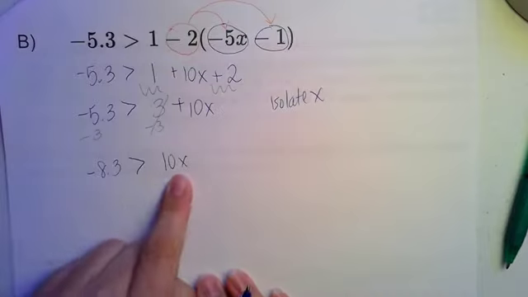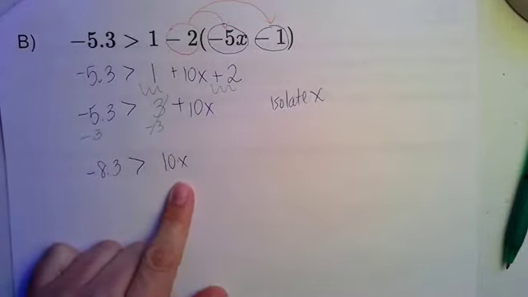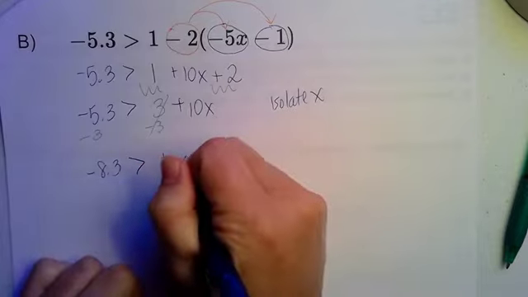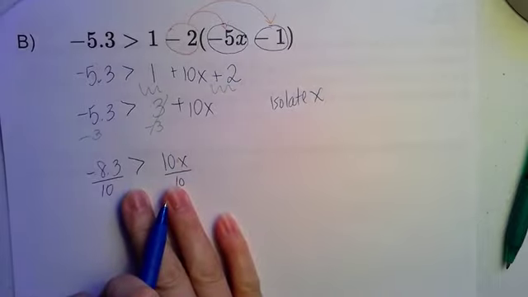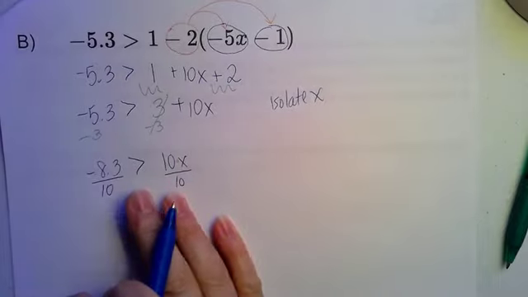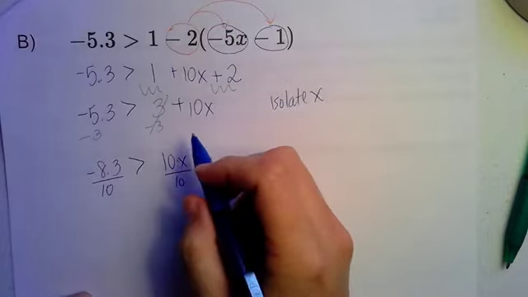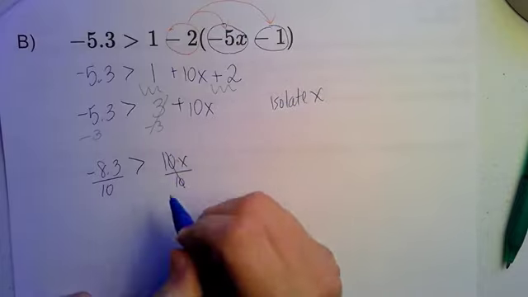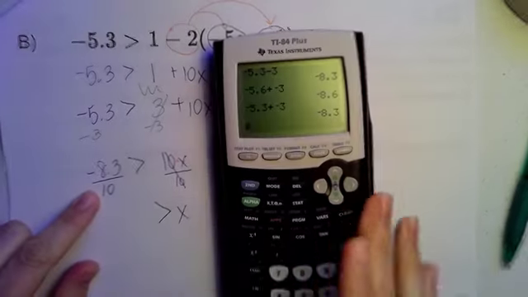We have a 10 times x. How do we get rid of, how do we break that multiplication? We divide both sides by 10. Do I have to flip the inequality? No, I do not. We are dividing by positive 10, which doesn't change anything. All right, 10 divided by 10 is 1x. And then here I have negative 8.3 divided by 10.